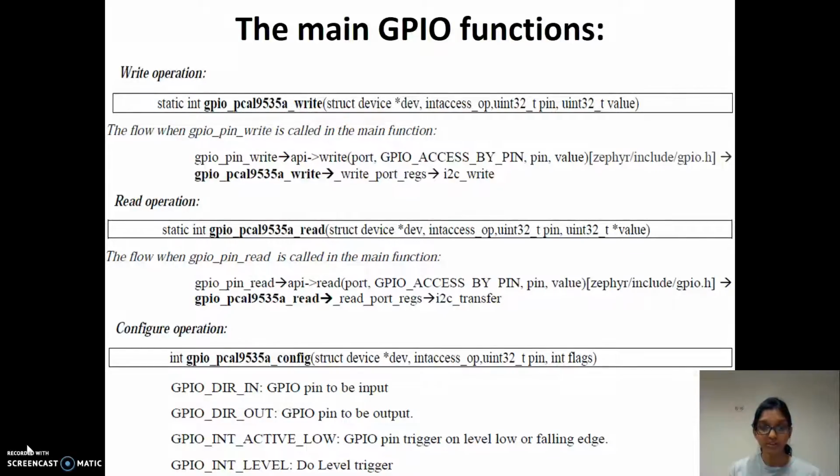In the configuration operation, we define the polarity, the direction, and the pull up or pull down value of the pin or the port. This is by setting certain GPIO flags. A few of the flags are GPIO direction input and GPIO direction output. If you set the flags for an interrupt pin, then you set flags such as GPIO interrupt active low or active high, or triggering an interrupt on level or edge.